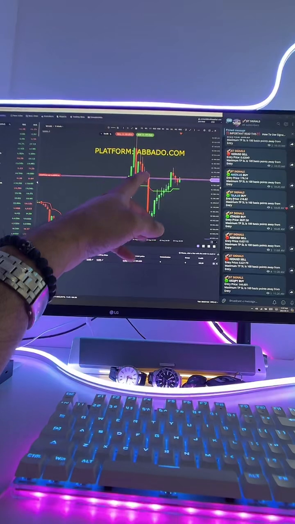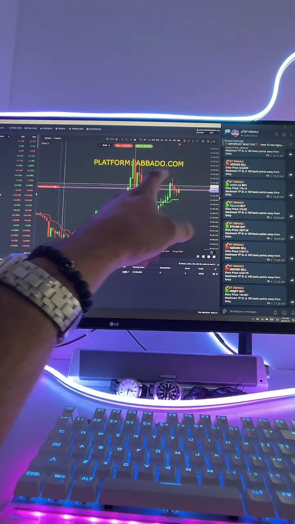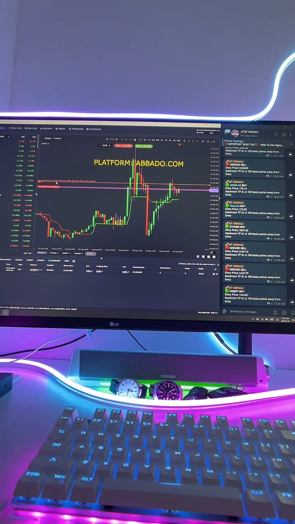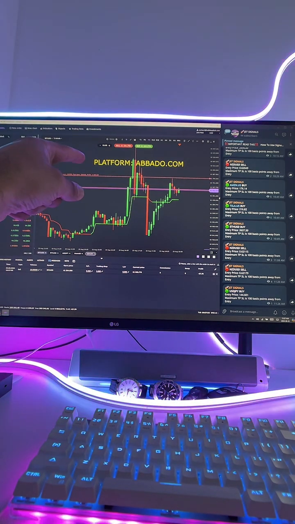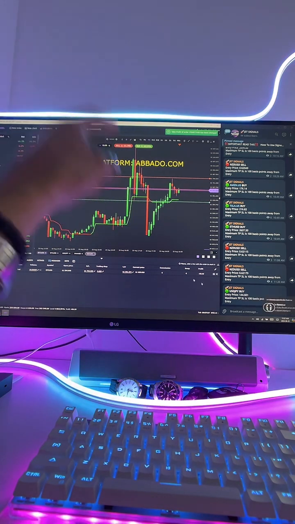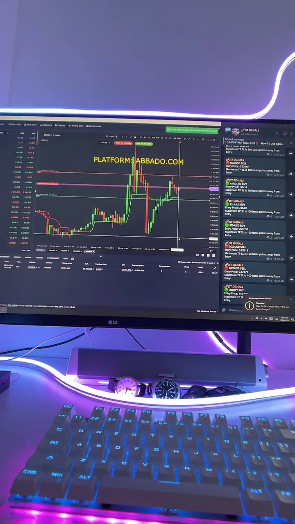Noticing what's the time frame. The time frame I'm trading on is the 5 minute chart. Now I'm going to set my stop loss and take profit. I'm setting my stop loss right here at 2,000, and I'm setting my take profit also right there at $2,000.